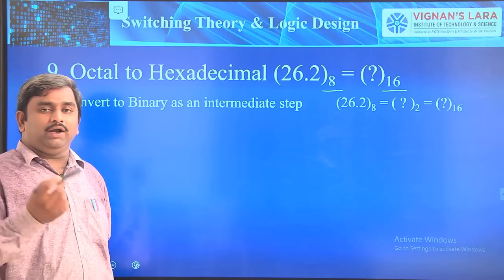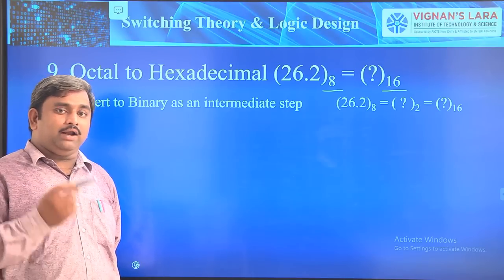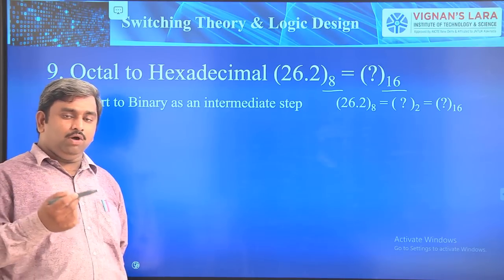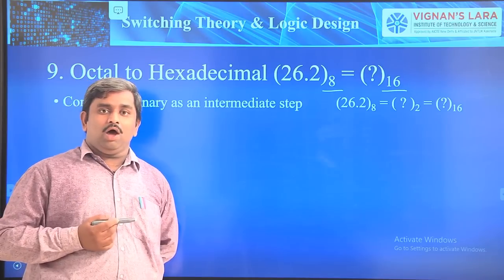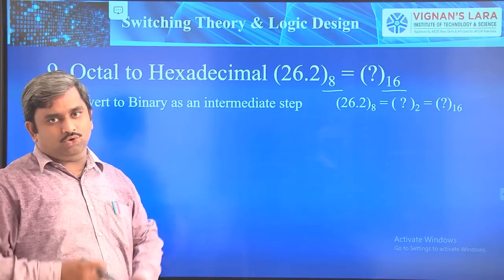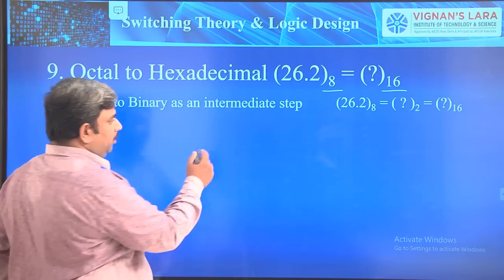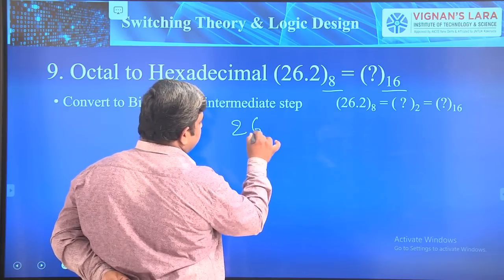So you already know how to convert octal to binary, binary to octal, binary to hexadecimal, and hexadecimal to binary. How to convert these, we have discussed in the previous classes. Now we are merging those two concepts, that is, from octal to hexadecimal I am converting. For example, I have 26.2.